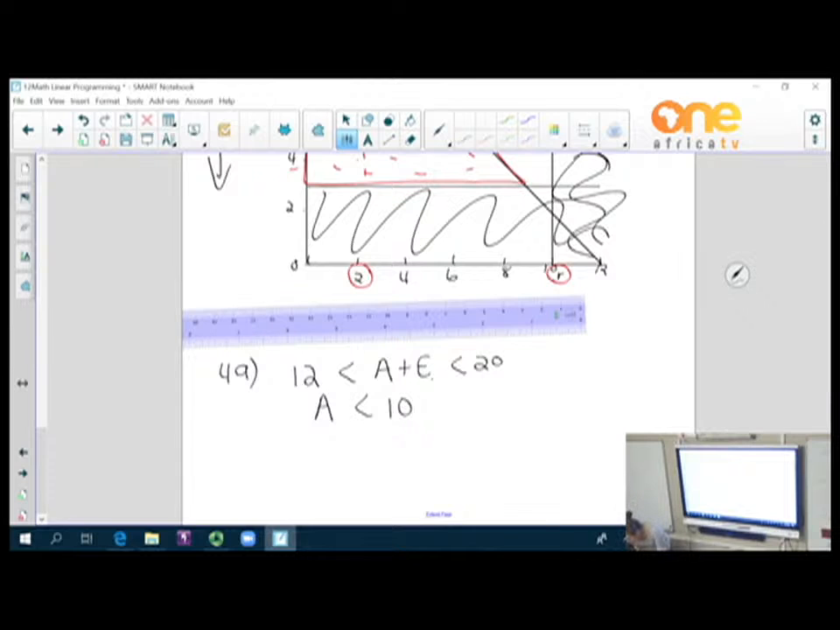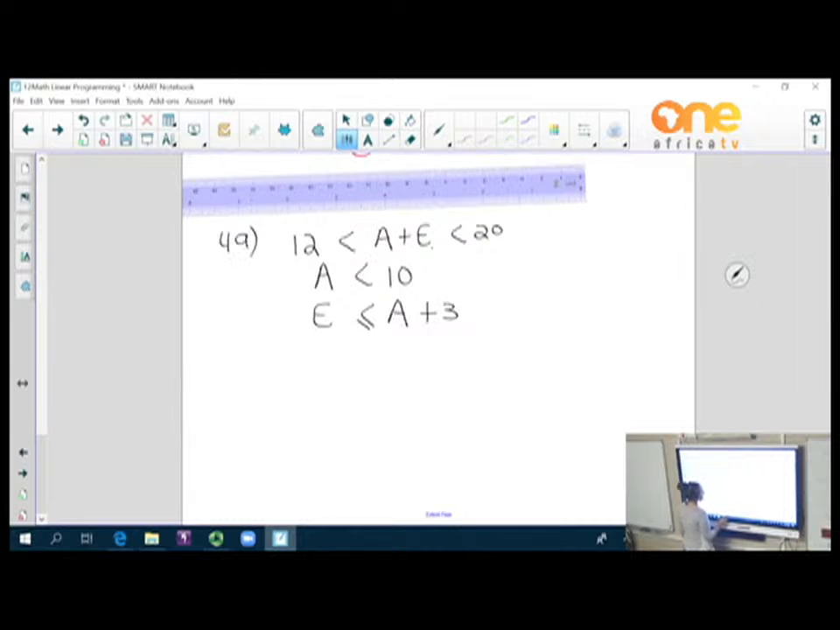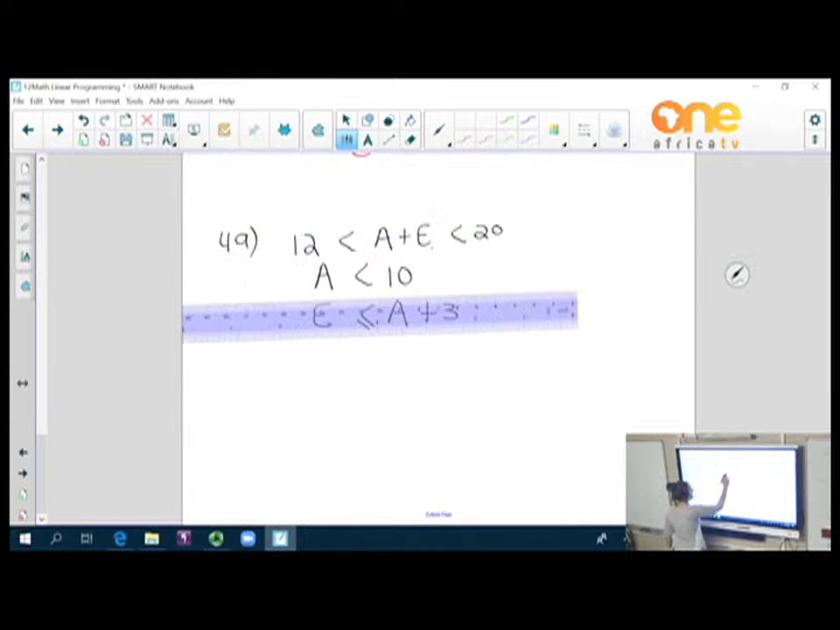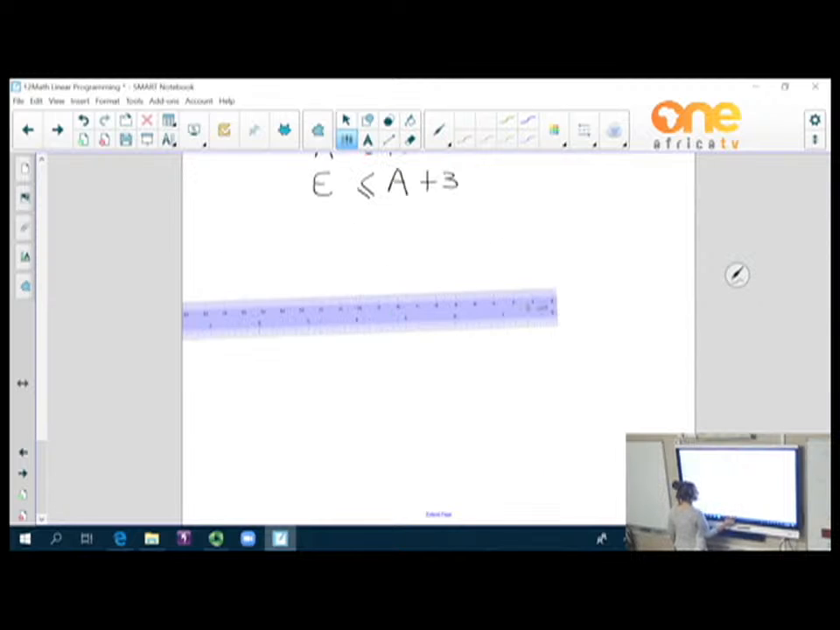So Argentina students is less than 10. While the number of England students cannot be more than 3 greater than the number from Argentina. So England is less than or equal to, they cannot be more than 3 greater, so Argentina students plus 3.